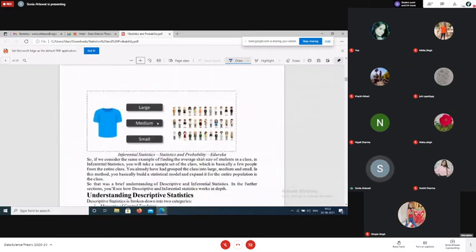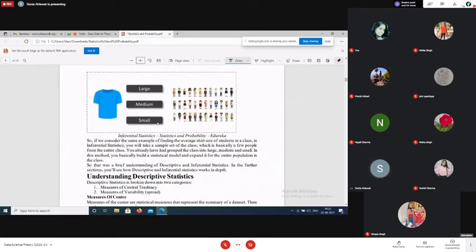So if I go for the same example, it says that if we consider the same example of finding the average shirt size of the students in a class, you will take a sample set of the class. So now it is not required that I go for the whole class. I can take a small population, a sample, which is basically a few people from the entire class. You already have grouped the class into large, medium, and small because I had defined that I have only 3 categories: small, medium, and large. In this method, you basically build a statistical model. So I am creating a model and expanding it for the entire population.